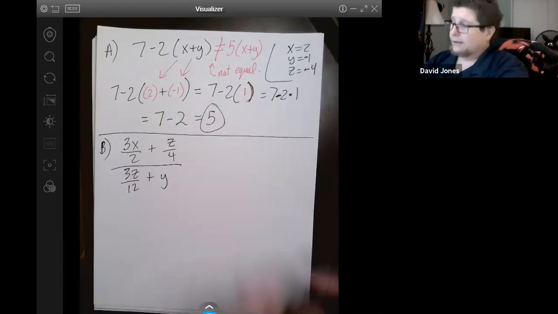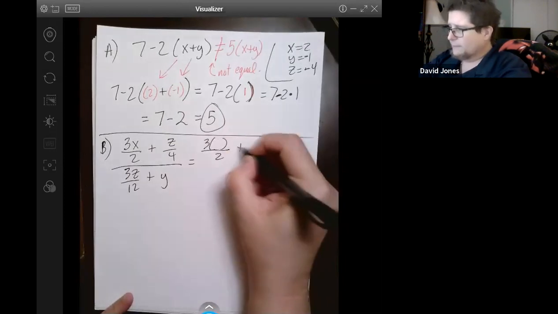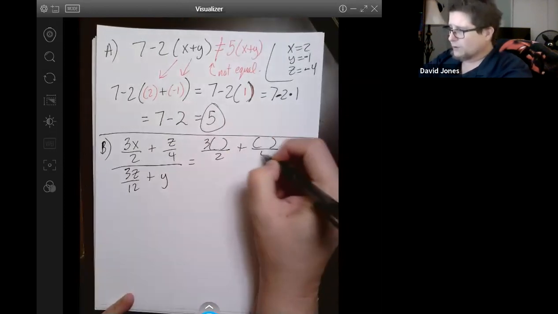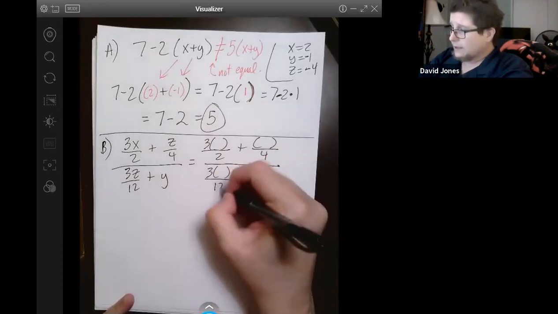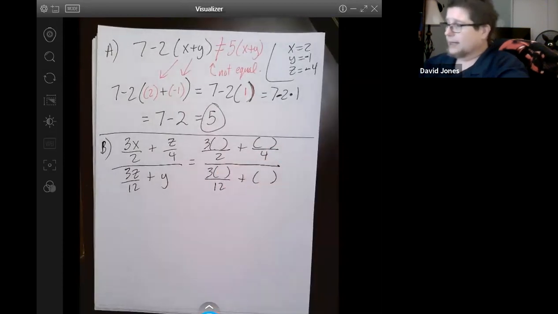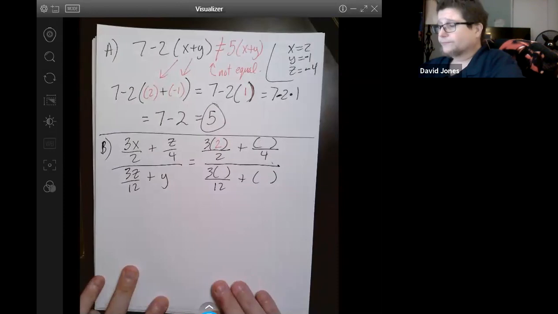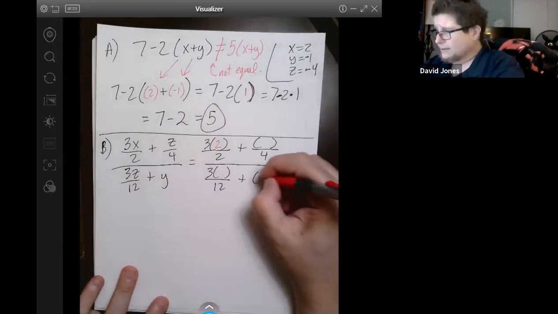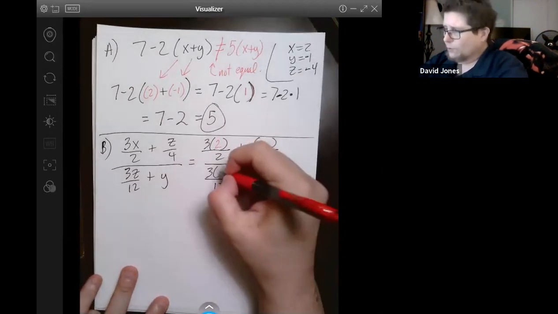All right, I'm going to assume you did, and I'm just replacing all the variables with parentheses right now. And now I'm going to sub them in. Everywhere I have an x, I'm going to put a 2. That's right there. Everywhere I see a y, I'm going to put -1. That's right here. And everywhere I see a z, I'm going to put -4. That's right here.